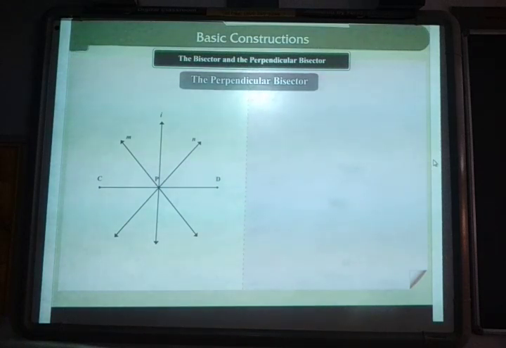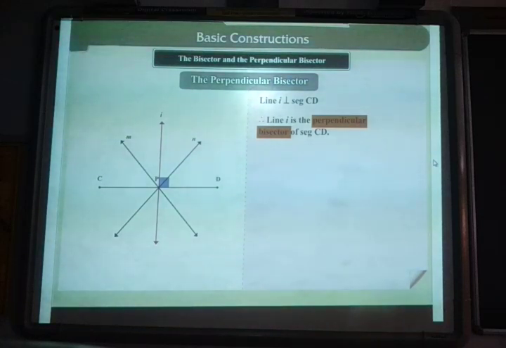The perpendicular bisector. Now, use a set square to find out which of the lines are perpendicular to line CD. You will see that only line I is perpendicular to segment CD. Therefore, line I is called the perpendicular bisector of segment CD.